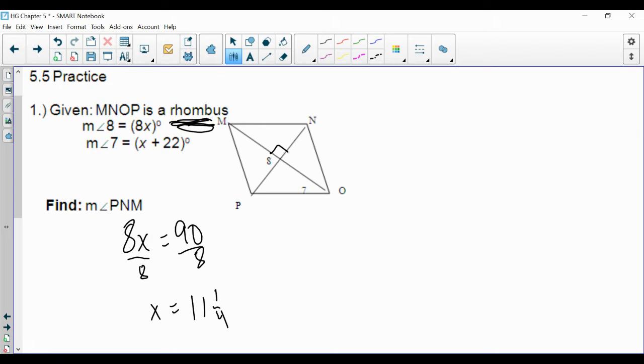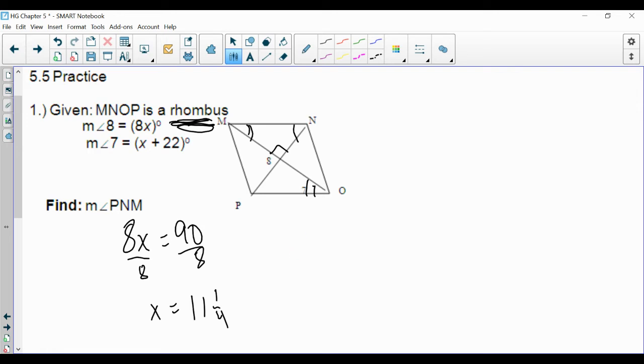Okay. And then we're looking for PNM. So we're looking for this angle here. Basically, we know that this angle and this angle are alternate interior angles. These three have to add up to 180, which means we can figure this out pretty quickly.